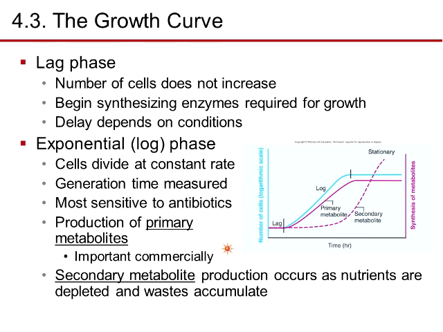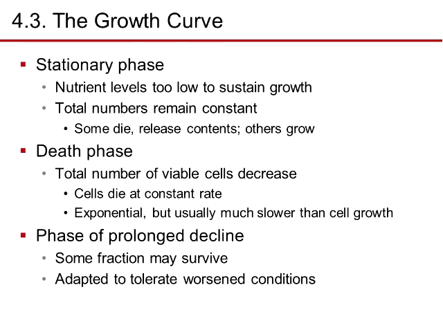The production of secondary metabolites occurs as nutrients are depleted and waste accumulates. In the stationary phase, nutrient levels are too low to sustain growth. The total numbers remain constant. Some die and release their contents, others grow, but the death rate and growth rate are the same.